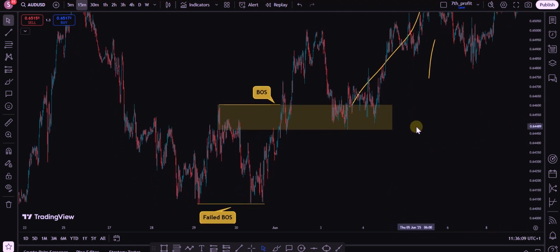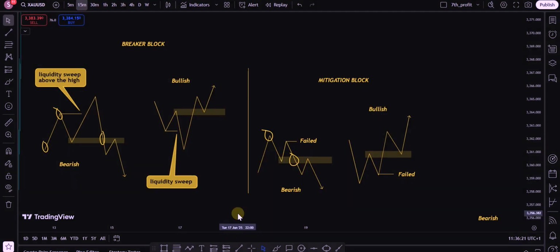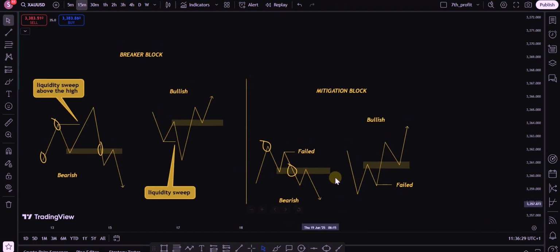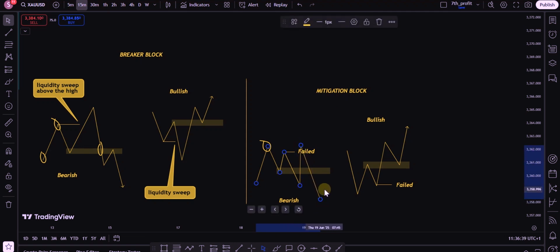And remember, when you are trading a mitigation block, be very careful with your risk management, right? Careful with the trade and manage your risk properly, because as you can see in this scenario, we have liquidity right here. The market might come to take out this liquidity before moving to the downside. So in order to avoid that, manage your risk.